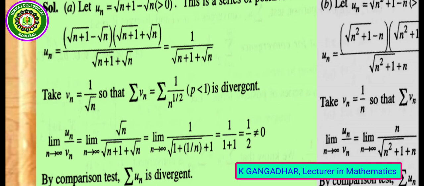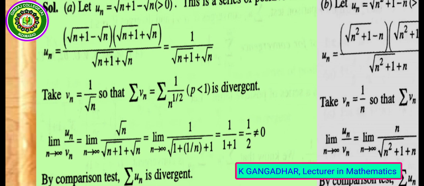So Un value is root n plus 1 minus root n into root n plus 1 plus root n by root n plus 1 plus root n. In the numerator, root a minus b into root a plus b gives a minus b. So we get 1 by root n plus 1 plus root n. Here root n is common, so 1 by root n. That value we take as Vn, Vn equal to 1 by root n. So sigma Vn equals sigma 1 by n power 1 by 2. By p-test it is divergent.